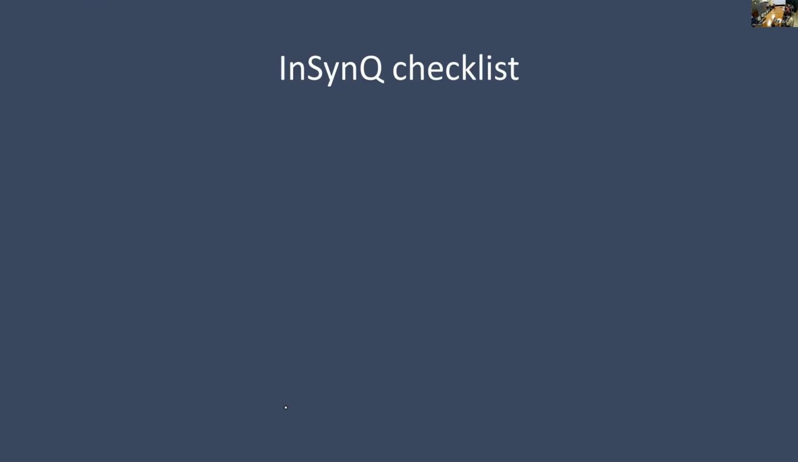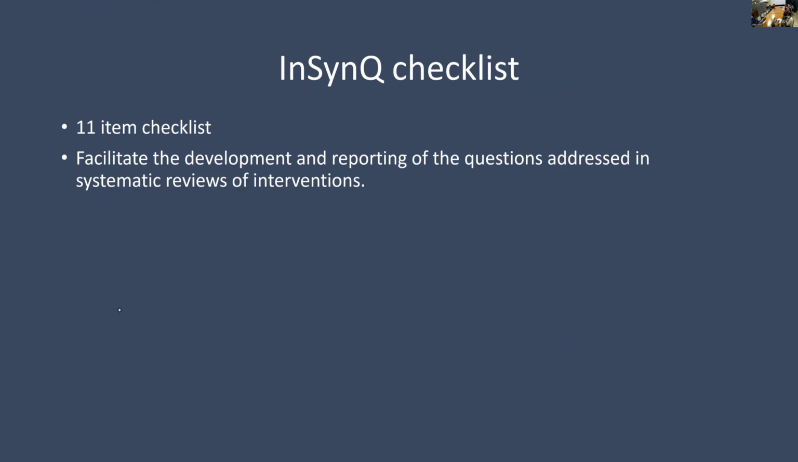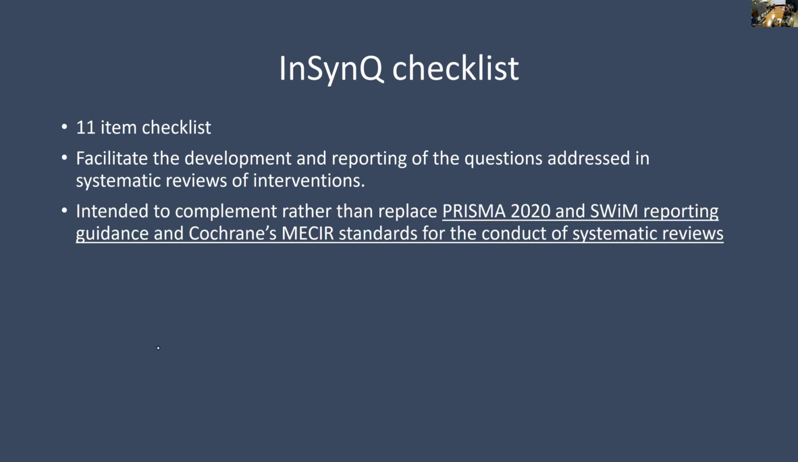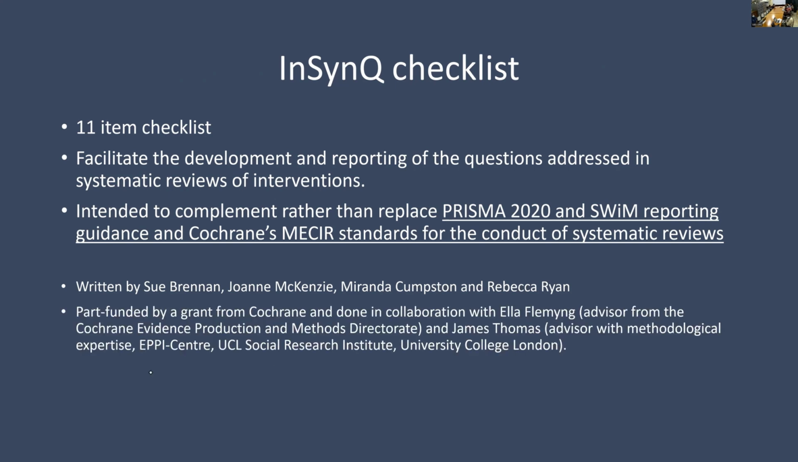So in the background of this, the InSynQ checklist was made. It is an 11-item checklist. It was made to facilitate the development and reporting of the questions addressed in the systematic reviews of interventions. It was intended to complement, not replace, the PRISMA. We all know the checklists that we use to make systematic reviews: PRISMA 2020, SWiM reporting, and Cochrane's MECIR. So it was not intended to replace any of them, but taking a few points from each of them to make the PICO for the sub-questions. It was written by Subran et al. and funded in part by Cochrane.